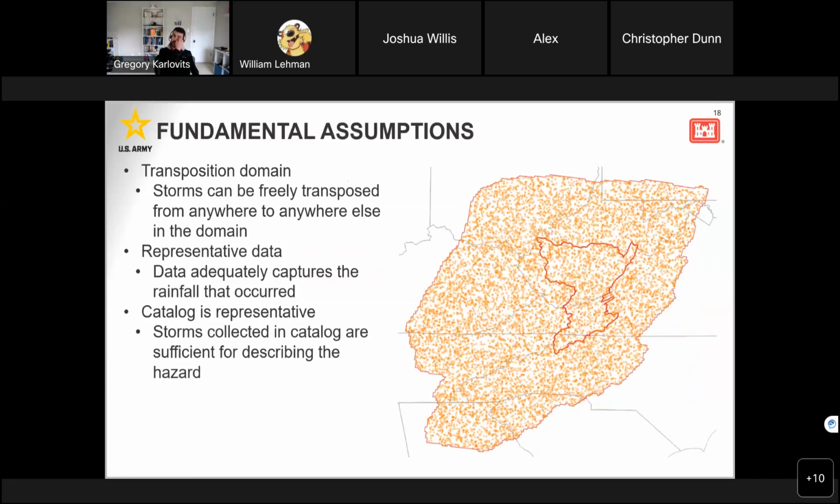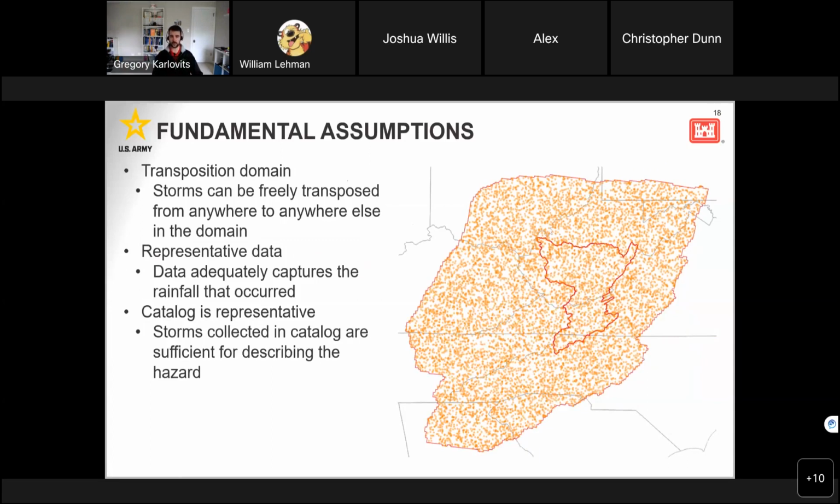Now, I do want to visit these fundamental assumptions again, because these contrast what we do in a traditional design storm modeling approach. First, we have the notion of this transposition domain, that we have to be able to assume that we can freely transpose a storm from any one location to any other location in the domain. We also have to assume that the data that we have, so for example, measured by the AORC or other precip data sets, adequately capture the real rainfall that occurred, because that's going to be the part that really drives how our frequency analysis turns out.